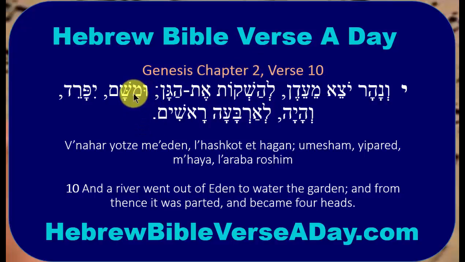Umisham, and from there, yipared, it separated or parted, and nifrad also means separate in modern Hebrew. So the 3-letter root is pei resh daled, which is a separating. V'haya, and it was, la'arba'a roshim, 4 heads. Arba or arba'a is 4. Rosh is head, and we say Rosh Gadol means someone who takes initiative, or Rosh Katan, someone who doesn't take initiative, or Rosh Hashanah is the head of the year, the new year.